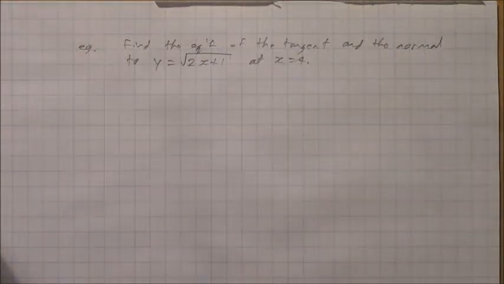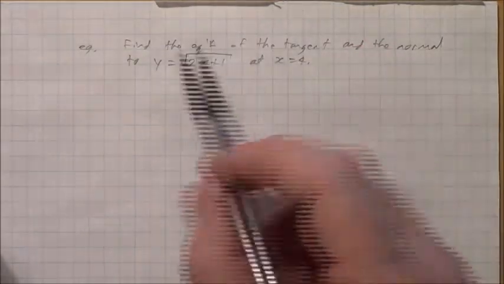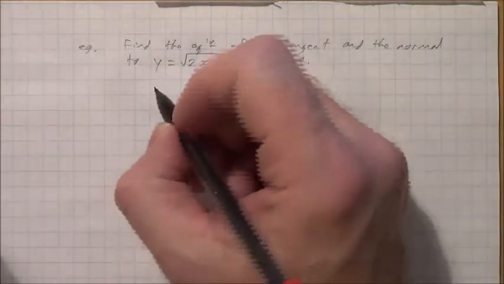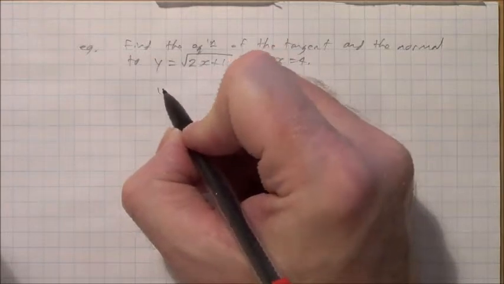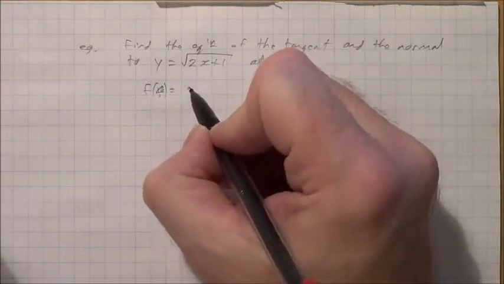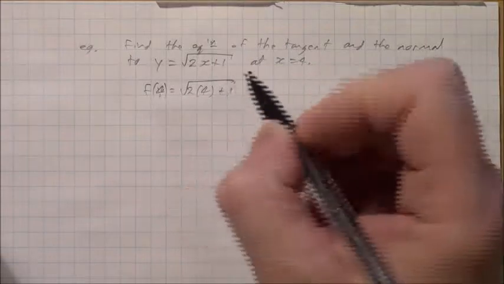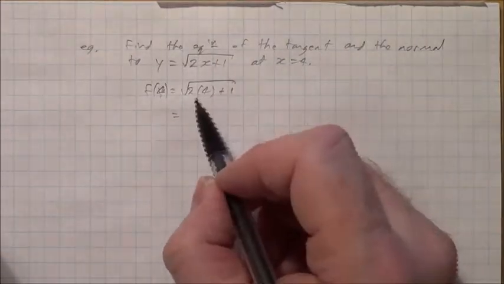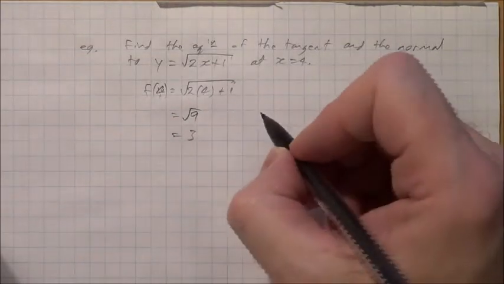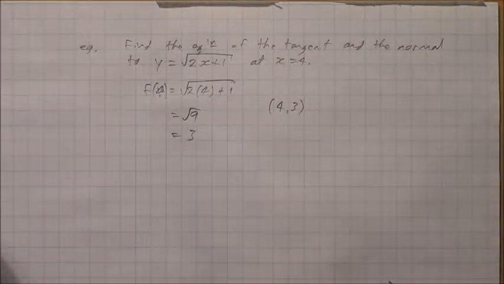Okay, so what we're going to do first is find the ordered pair, or the y value, of this curve at x equals 4. So f of 4 would be the square root of 2 times 4 plus 1. 2 times 4 is 8, plus 1 is 9. The square root of 9 is 3. So the point of tangency is (4, 3). Okay?